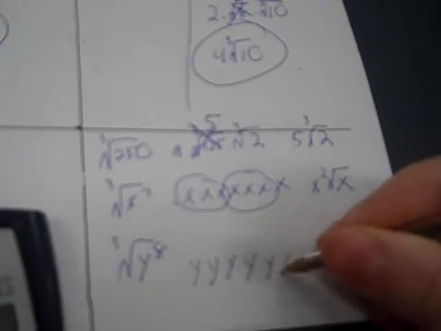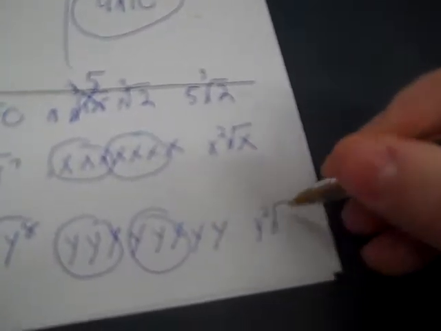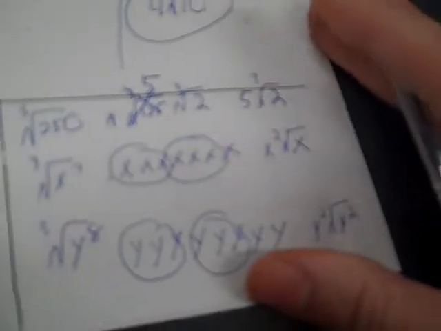Okay, now with letters, you want to write out all your letters. And then circle 3 at a time. So 1, 2. So we got 2 of them. 2 full groups with 1 left over. Then y to the 8th. 1, 2, 3, 4, 5, 6, 7, 8. So I have 2 full groups of 3 with 2 left over. So y to the second is left in the root.